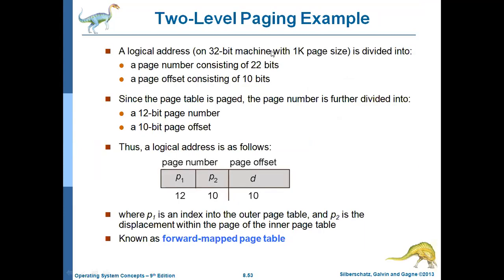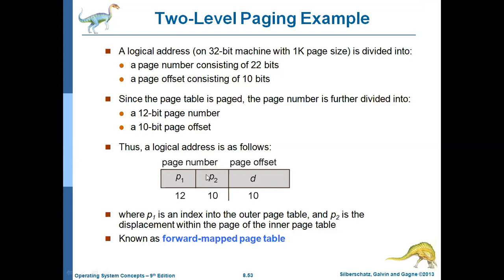A two-level paging example: a logical address on a 32-bit machine with a 1K page size is divided into a page number consisting of 22 bits and a page offset consisting of 10 bits. Since the page table is paged, the page number is further divided into a 12-bit page number and a 10-bit page offset. What will our logical address be now? The logical address will be made of page numbers.